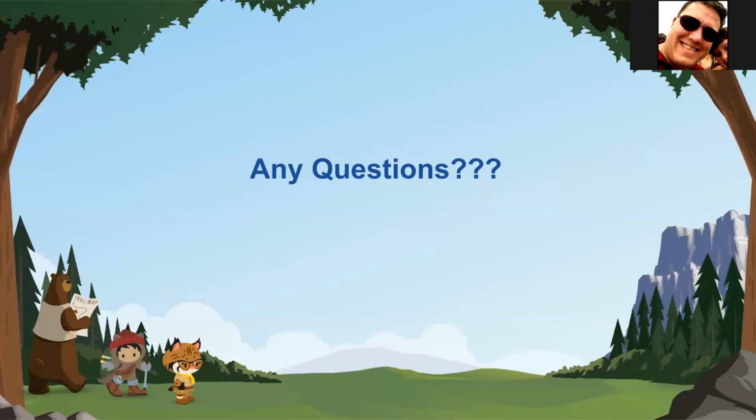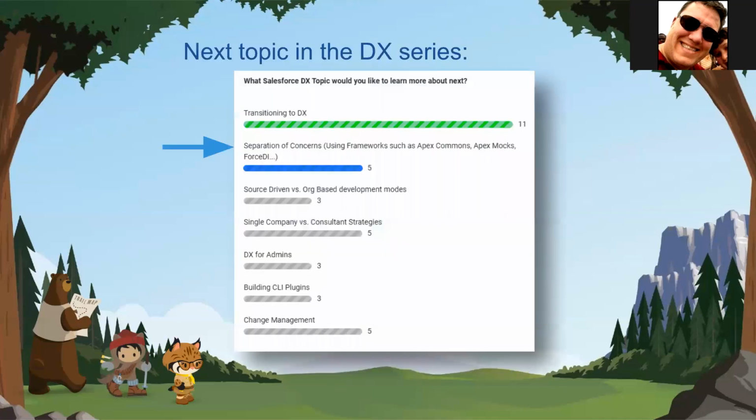Alrighty, folks, with that, I think the next slide is the survey that we did last time about all the different things that we were looking for, and transitioning to DX was the topic that we talked about tonight. Next time, we're going to get into a deeper dive around the frameworks that we've seen good mileage out of: Apex Mocks, Apex Common, Force DI, AT4DX, and the separation of concerns paradigm. So we're going to go deep dive into that area on the next one.